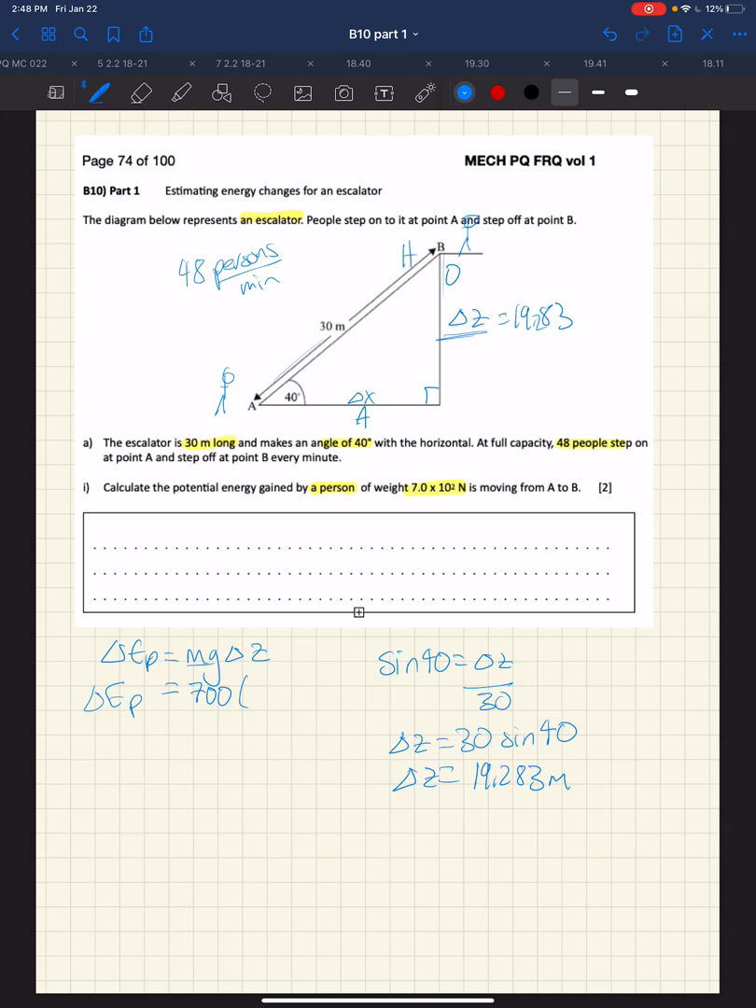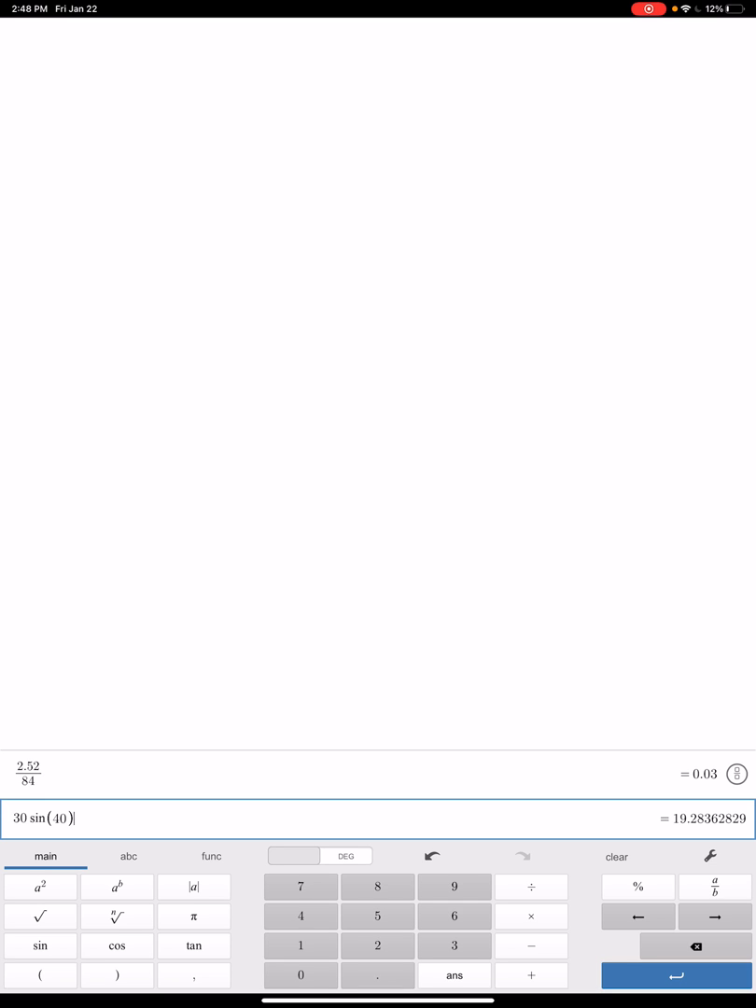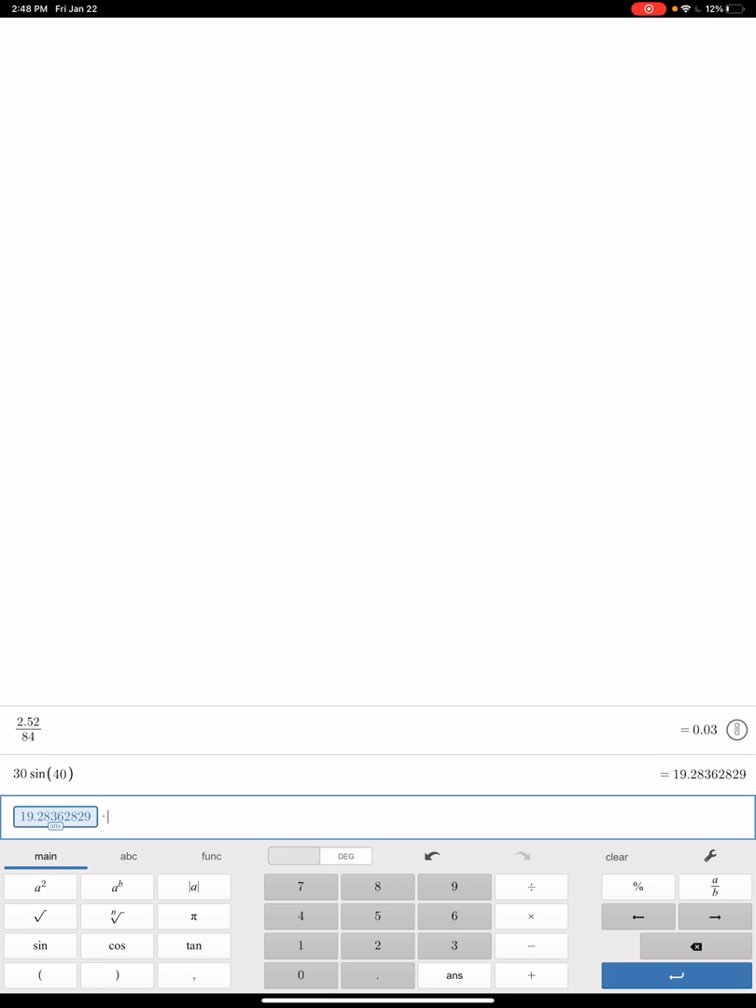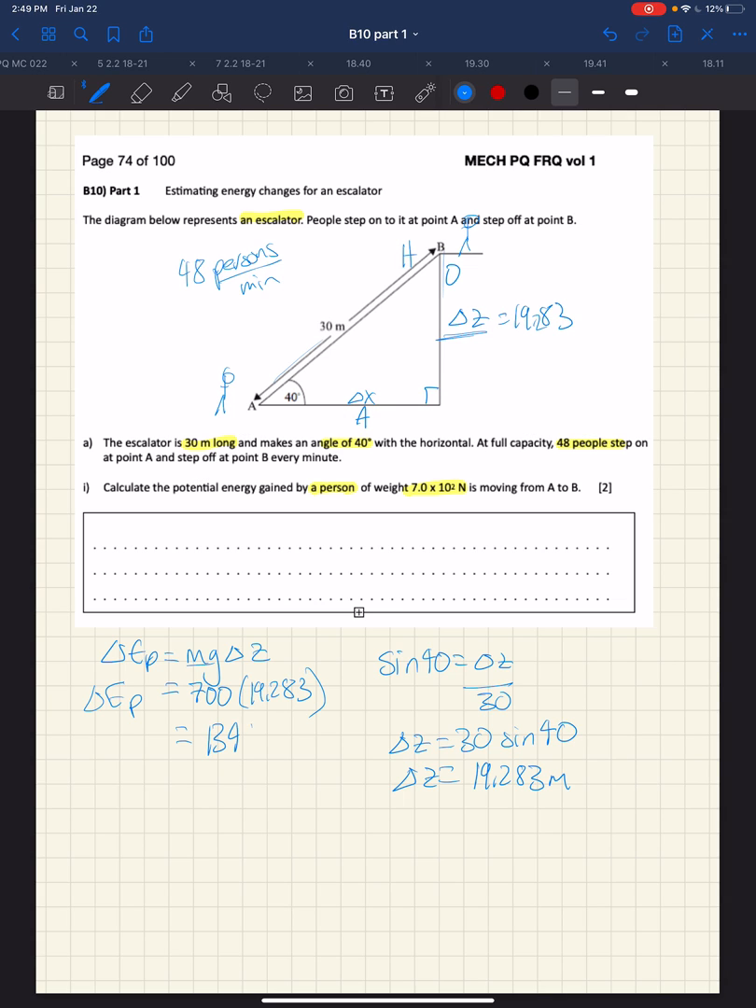So now we have 700 times 19.283. And that change in potential energy then will be that number, our answer, times 700: 13,498.5. That's the change in potential energy.